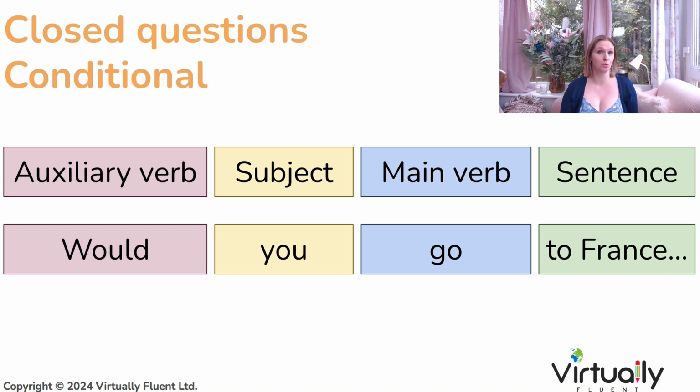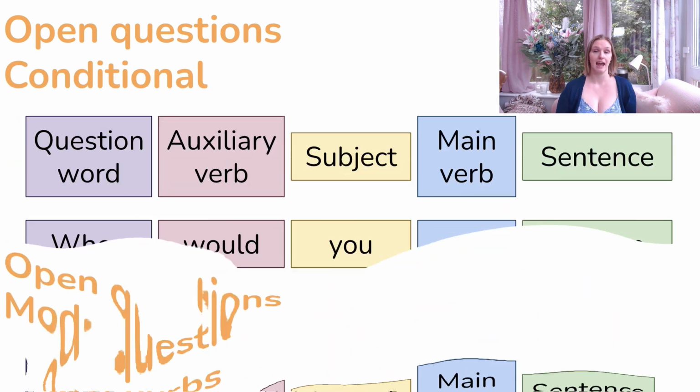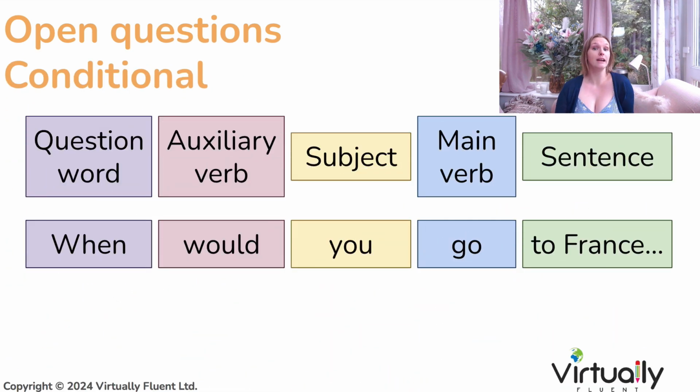For example, would you go to France if I bought you a ticket? Now that is in the case of closed questions for both modal verbs and conditionals. If it's an open question, it's exactly the same as the tense structures. We just insert that question word at the beginning. For example, how can you dance so well? And as a conditional, when would you go to France if I could buy you a ticket?